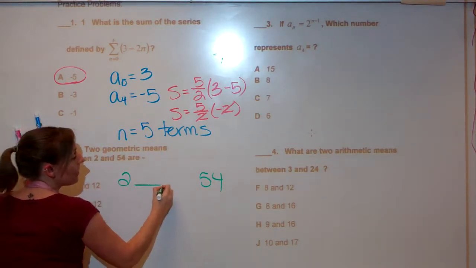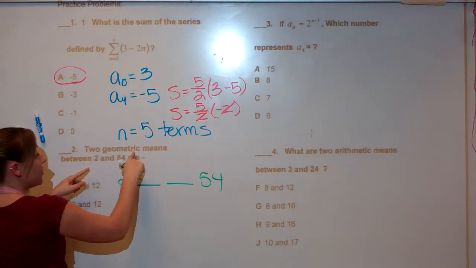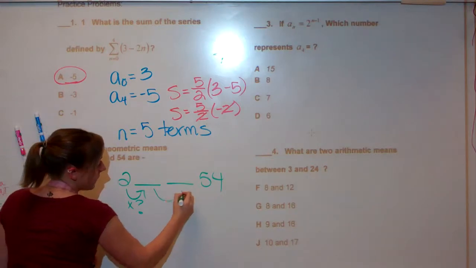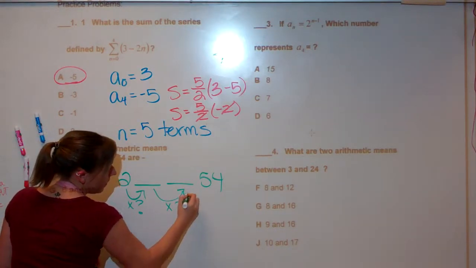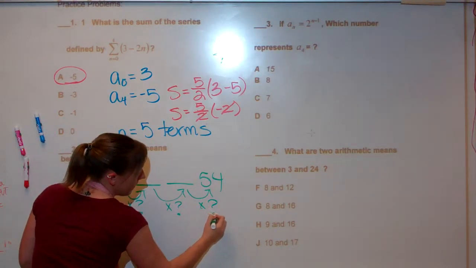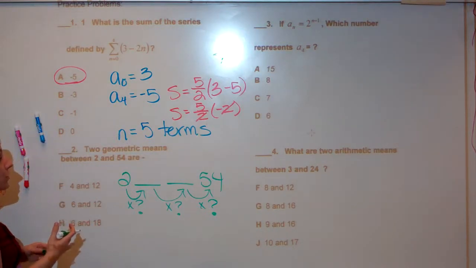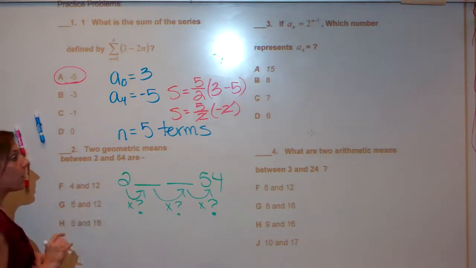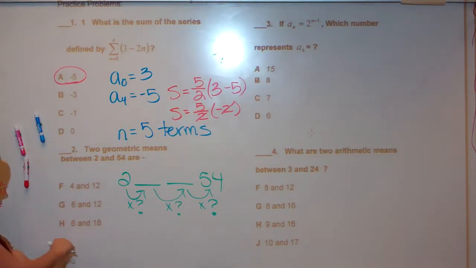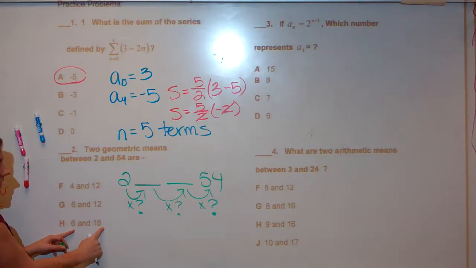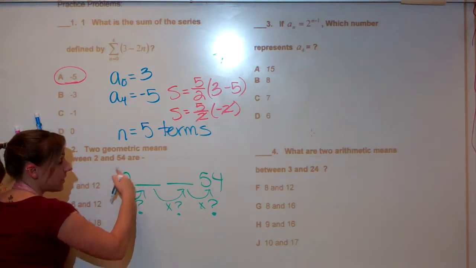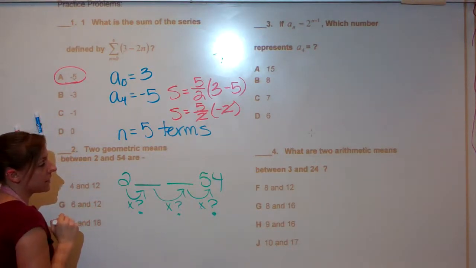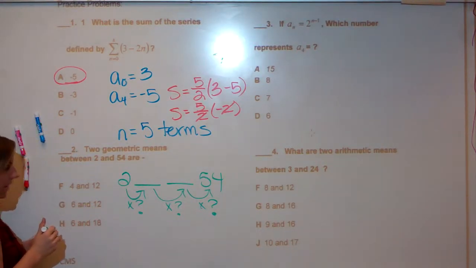All right, this, remember, two geometric means between means that you start with 2, you end with 54, and that there are two numbers in between. And since it's geometric, it means we multiply by a number. And then from here to here, we multiply by a number, and from here to here, we multiply by a number. Okay? So you would use your formula to find out what is that number, and then you multiply. And in this case, I know the answer is 6 and 18, so that means we're multiplying by 3. 2 times 3 is 6, 6 times 3 is 18, 18 times 3 is 54. So I know that that answer is H.